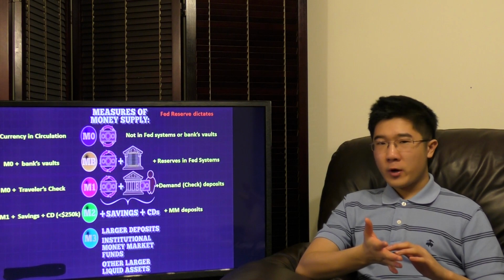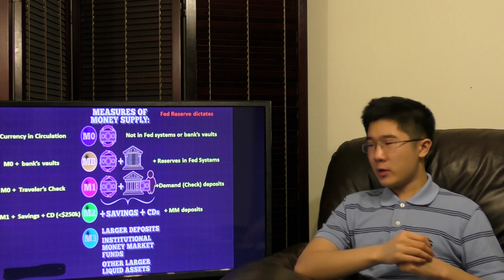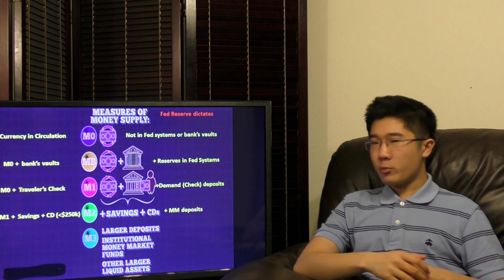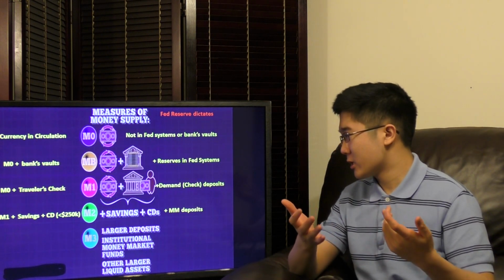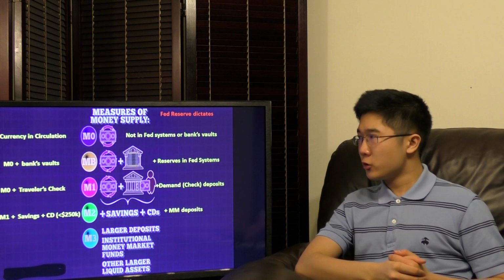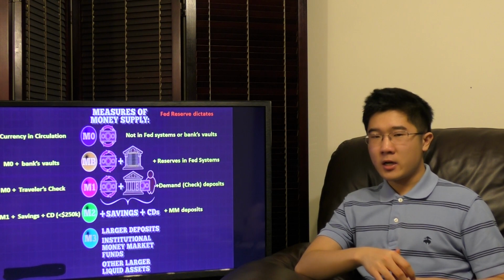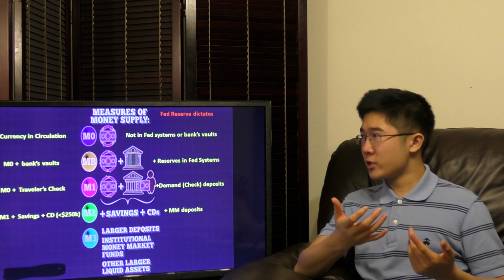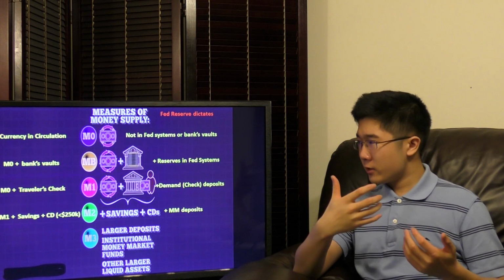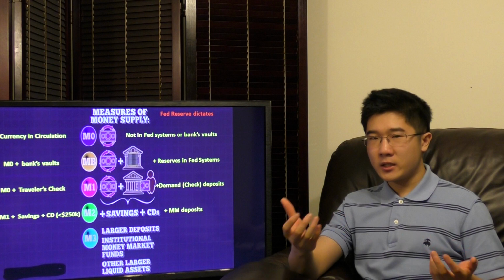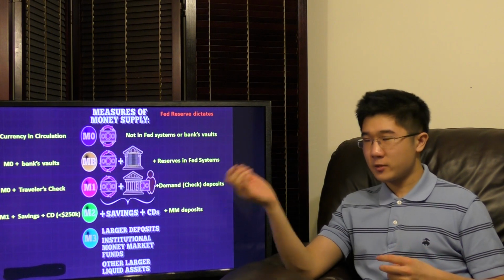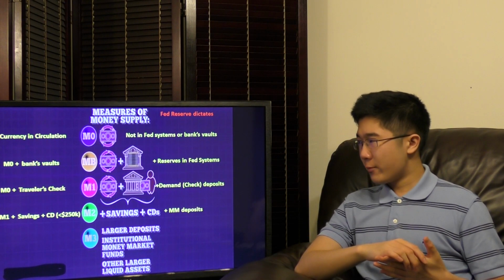Another way we can derive off of M0 is through M1. M1 includes M0, meaning currency in circulation, combined with traveler's checks and checking deposits, or demand deposits. Basically, it includes directly circulating currency with almost completely liquid accounts that are basically near cash, which are checking accounts. And so that is M1.